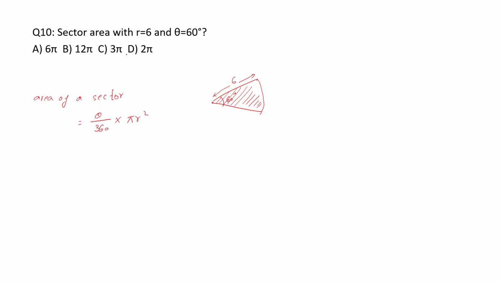Now observe that all options are given in terms of pi. So you don't need to plug in the value of pi. Keep pi as it is. Other than pi, substitute the value of all other things. So theta is given to be 60 upon 360 into pi as it is. R square is 6 into 6. So now 0 will get cancelled with 0. 6 into 6 is 36, and 36 upon 6 will get cancelled, and you will be left with 6 into pi, and that is equal to 6 pi. So option A is correct.